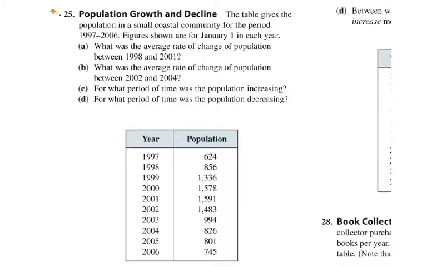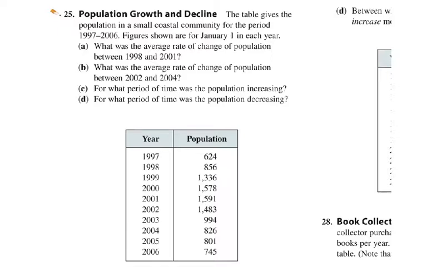We can also find average rate of change by using information from a table. So in this particular problem, it says the table gives the population in a small coastal community for the period of 1997 to 2006. Figures shown are for January 1st in each year. What was the average rate of change of the population between 1998 and 2001?